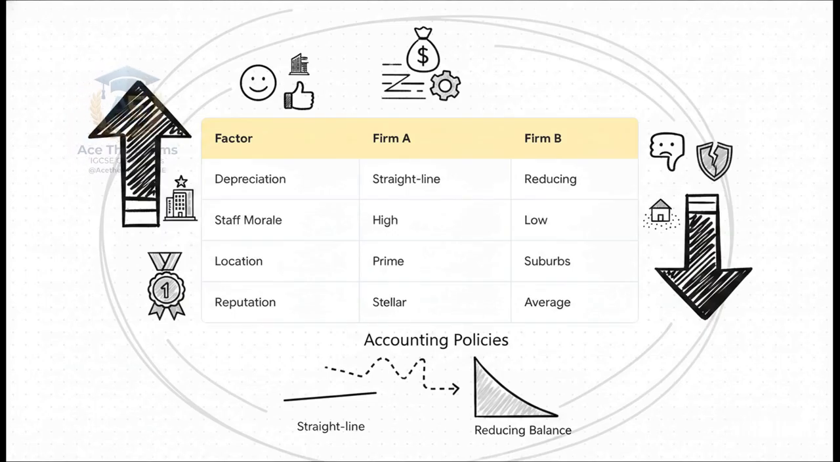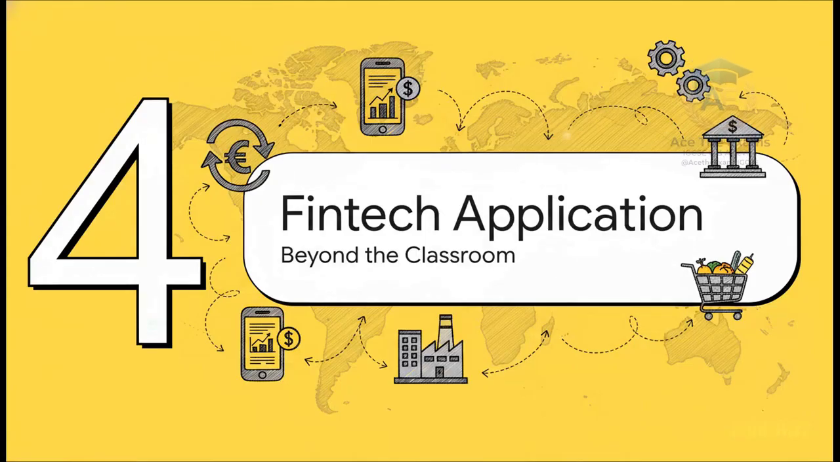And beyond just the numbers, true A-star evaluation means discussing non-financial factors too. What's staff morale like? Are they in a prime, high-traffic location? Do they have a stellar reputation in the market? Ledger accounts don't capture these things, but they are absolutely vital for a company's long-term sustainability and their return on capital employed. All right, let's look at part 4.